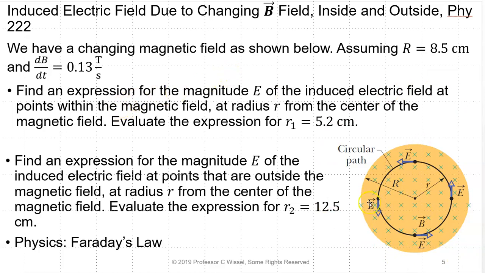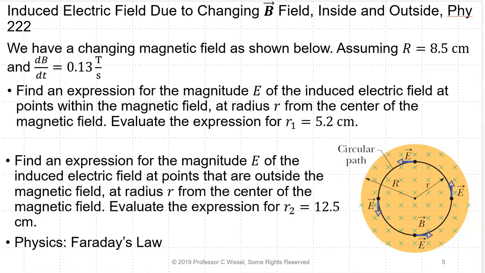So we have a changing magnetic field as shown below, assuming that big R, which is this radius of the magnetic field influence area, is 8.5 centimeters, and the time rate of change in the magnetic field is 0.13 Tesla per second. Find an expression for the magnitude E of the induced electric field at points within the magnetic field and radius little r from the center of the magnetic field, and then we're going to evaluate that expression for r1 equals 5.2 centimeters. We're also going to find an expression for the magnitude E of the induced electric field at points that are outside the magnetic field and radius r from the center of the magnetic field. We're going to evaluate this expression for r2 equals 12.5 centimeters.